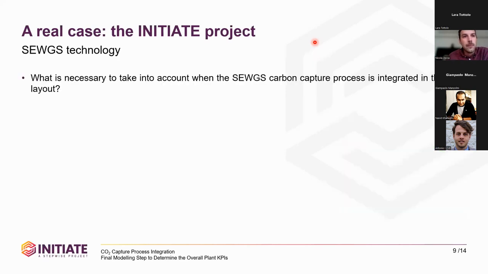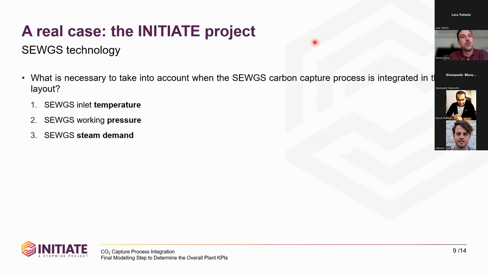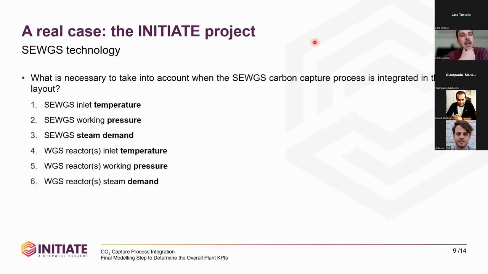As said, the SEWGS technology is the core of the industrial symbiosis. We have to take into account the requirements of the SEWGS technology, so the working temperature, the working pressure, and the steam demand. But also, upstream of the SEWGS, we need one or more, depending on the composition of the streams, water gas shift reactors. And so we have to take into account also for these reactors the temperature, pressure, and steam demand.